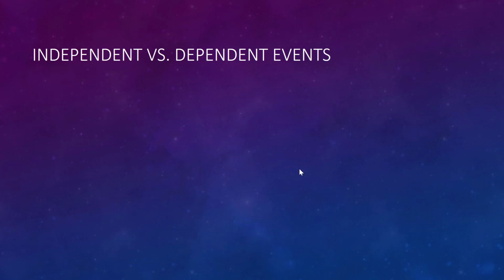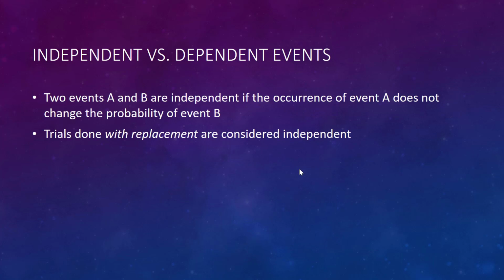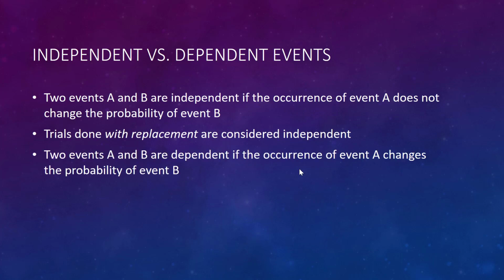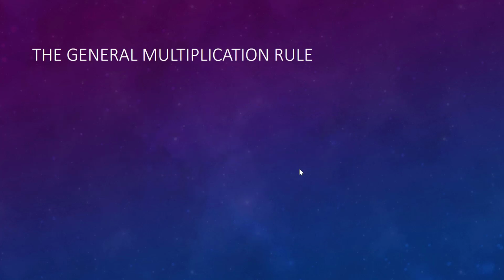Independent versus dependent events. Two events A and B are independent if the occurrence of event A does not change the probability of event B. Trials done with replacement are considered independent. Two events A and B are dependent if the occurrence of event A changes the probability of event B. Trials done without replacement are considered dependent.